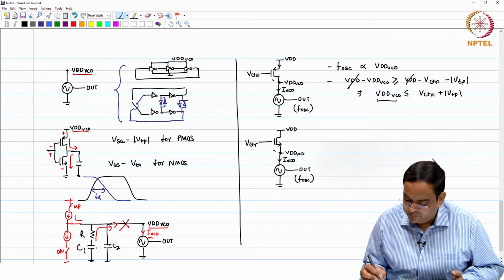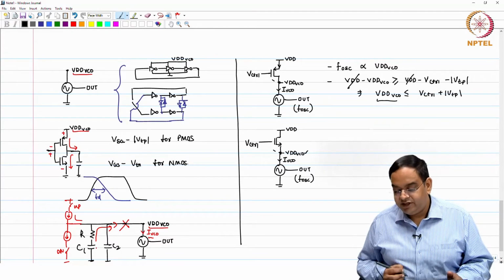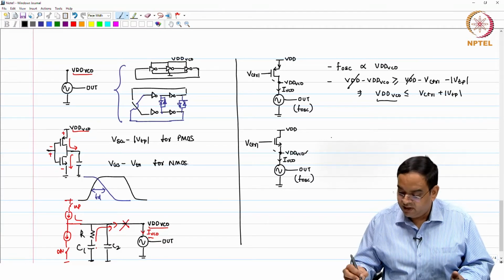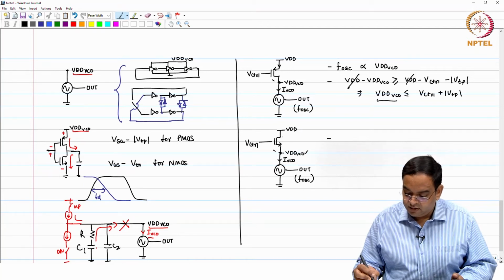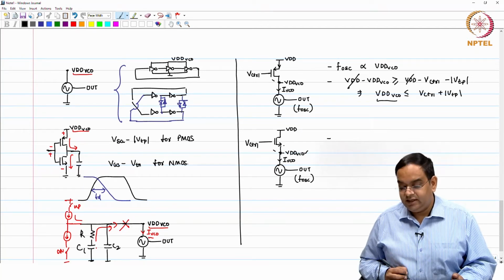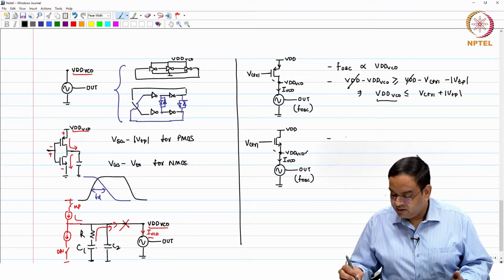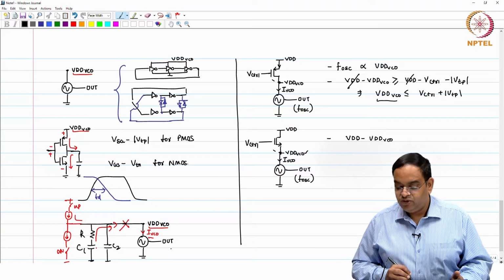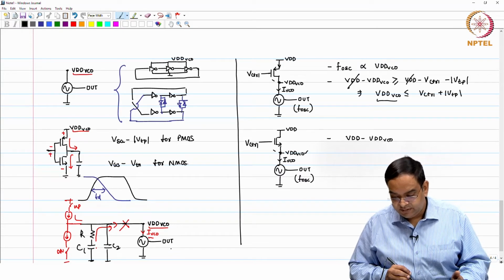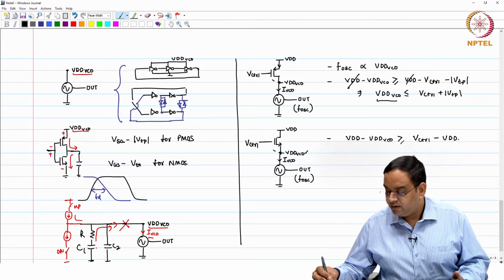So, this is V control. Okay. I will choose my V control in such a way that I get the desired VDD VCO. Now, here the thing is that if the NMOS operates as a current source, it should operate in the saturation region, which means that VDD minus VDD VCO, this is VDS, should be greater than VGS minus VTN.